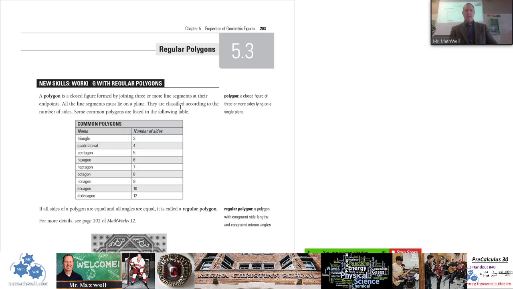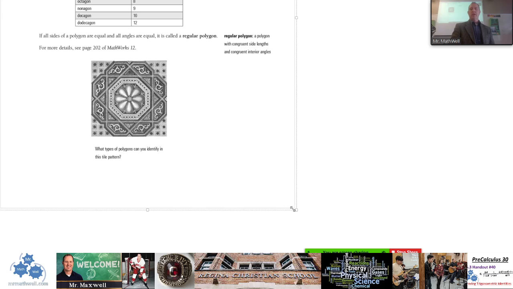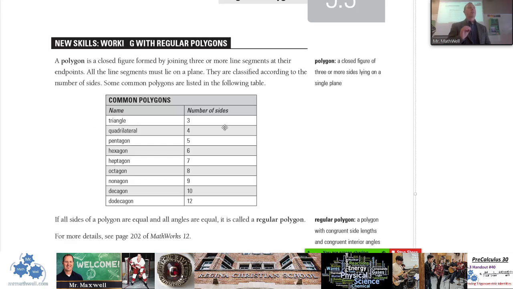All right, the final section. The final section is 5.3, and when we talk about regular polygons, we're talking about shapes that have all the same side lengths. So a square is a regular quadrilateral. They're all the same side length. A triangle has 3 sides, a quadrilateral, as we said, has 4, a pentagon is 5, a hexagon 6, and so on.